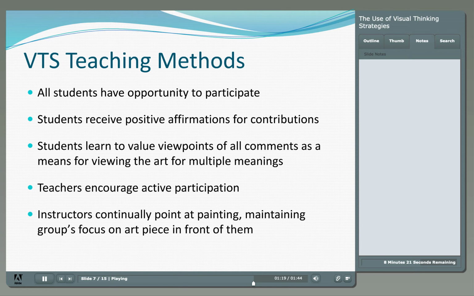And then the facilitator will continually point at the painting and make sure the group's focus is on that piece of art in front of them. And they guide them back to that painting and they remind them that all the evidence they need is in the painting. And they really push the student to look at the painting and glean what they need from the painting. And not so much what their own personal meaning is, but try to use the painting as a way to give visual evidence for what they're seeing.